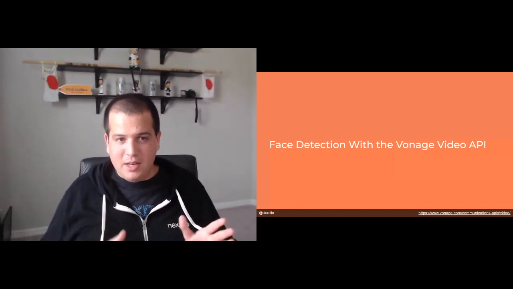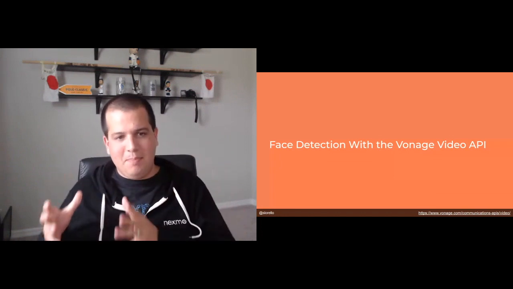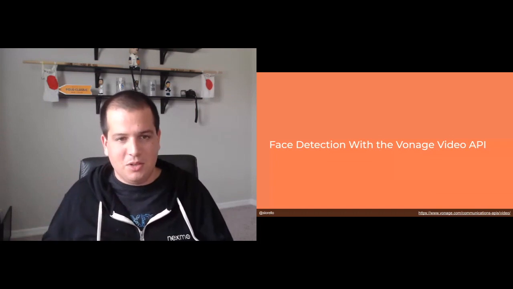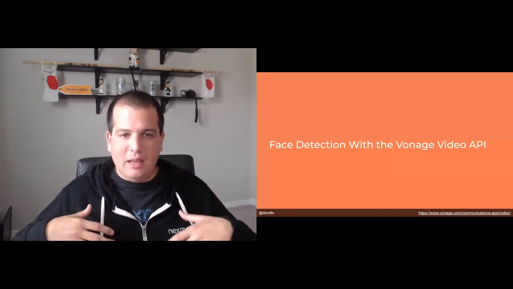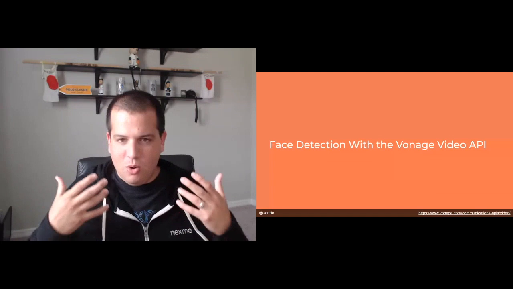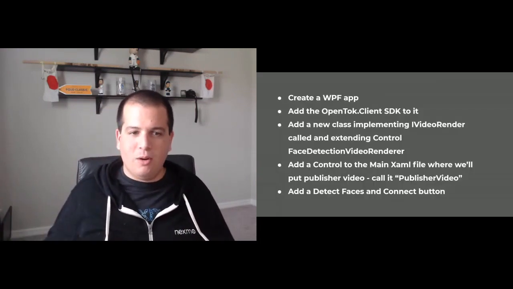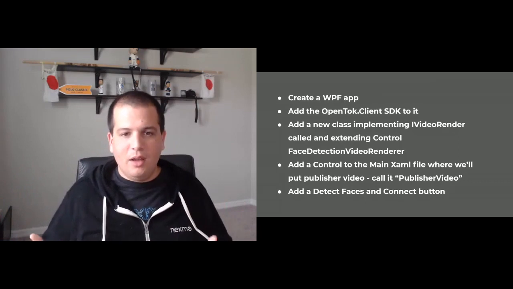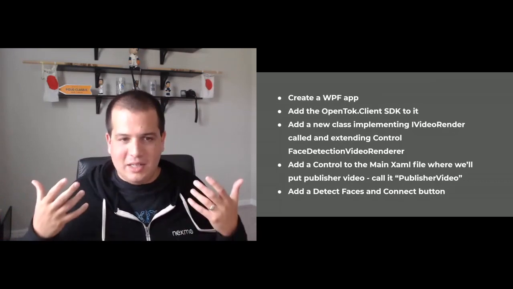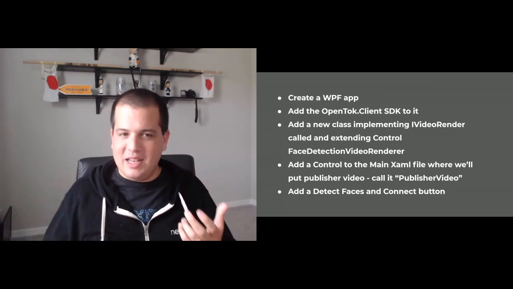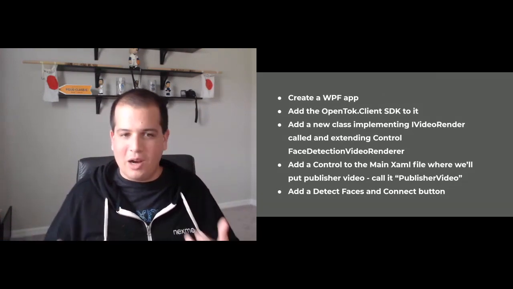And that's going to be extending Control. Control is the base class for all the elements in WPF applications. Then we're going to add one of these to our main XAML file. That's our layout file. We're going to put it in the bottom right-hand corner, and we're going to call that publisher video. And that's what we're going to be detecting faces on. Then we're going to add a detect faces and connect button, and we're going to use those later.